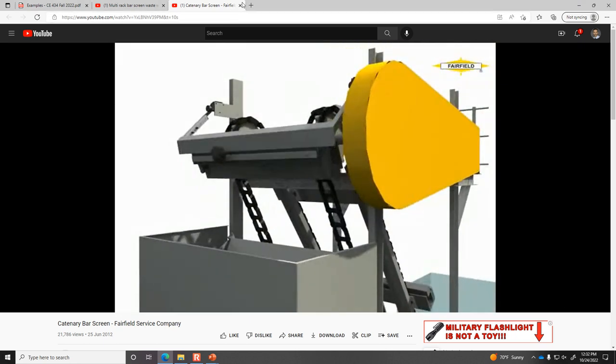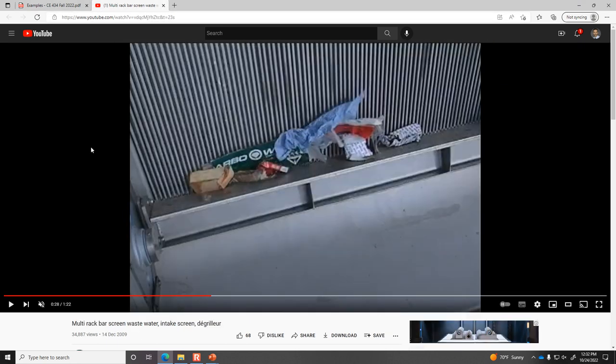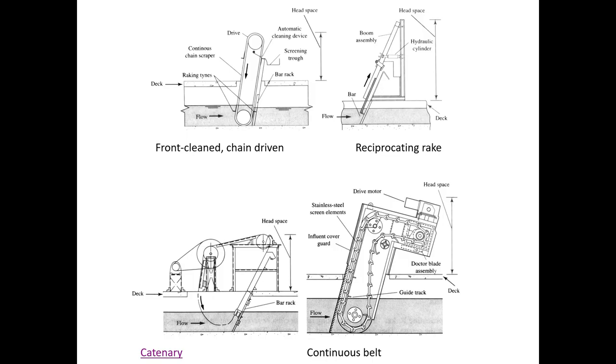I wasn't familiar with the word, so I had to kind of educate myself on a catenary. It just means anything that's hanging by its own weight. It's the weight of the chain or the connected thing, without a sprocket at the bottom.